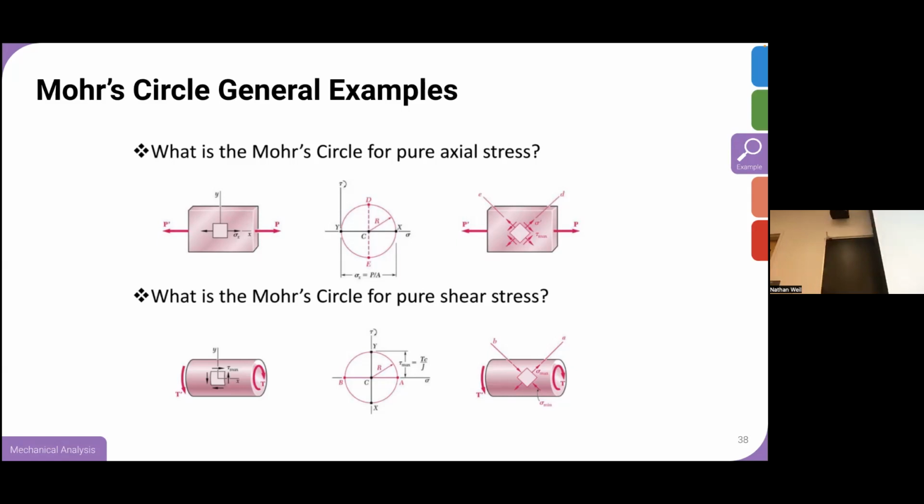So our initial conditions in this case, from our initial XY, are going to be these values right here. That's going to be perfectly up and down. It's going to be pure shear, right? And then if you rotate that 45 degrees, you end up with your max normal stresses and no shear stress, because your stress element is now aligned at that 45-degree angle.